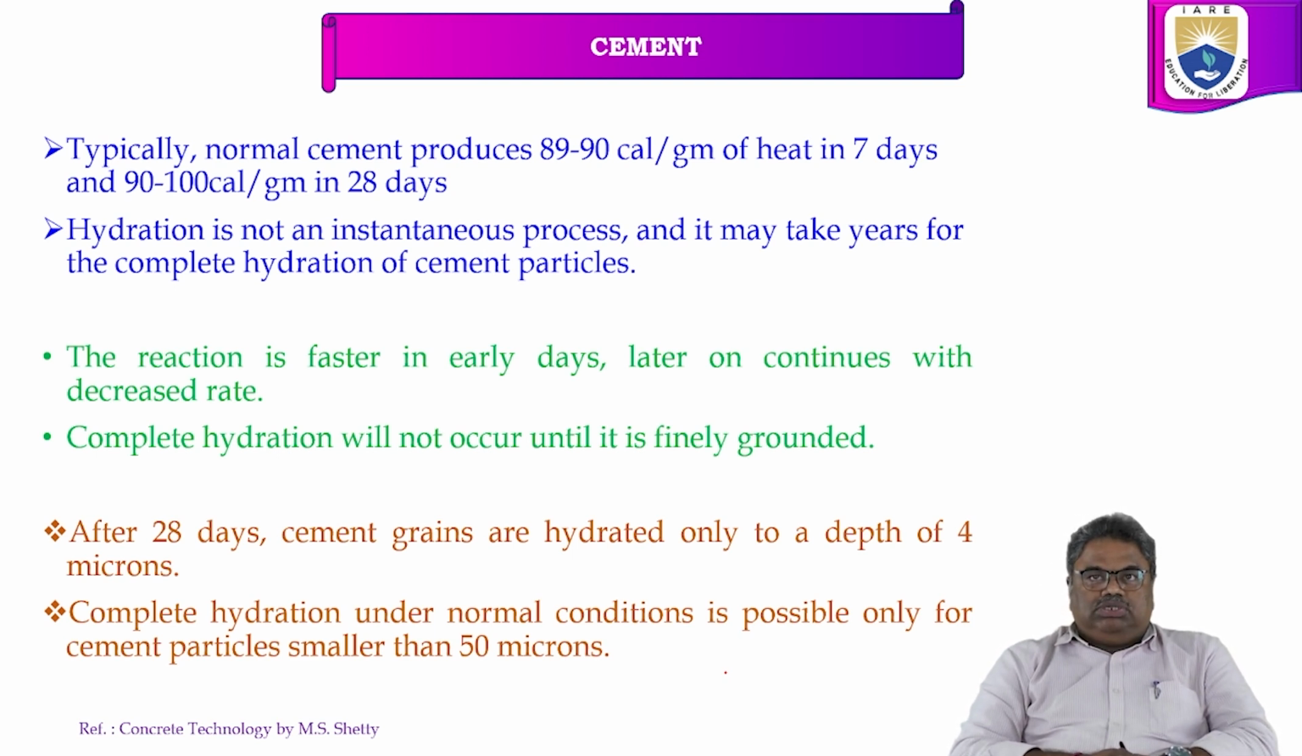Typically, normal cement produces 89 to 90 calories per gram of heat in 7 days, when we mix it with water, and 90 to 100 calories per gram in 28 days. So this is the heat that normal cement produces.